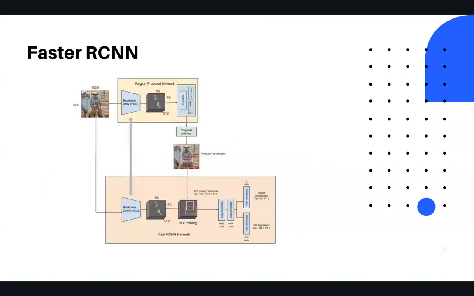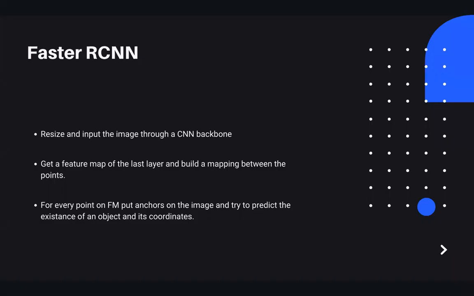Matt, may I ask a question, please? Yes, of course. I understood the region proposals from Faster RCNN, but I don't get the idea about Fast RCNN. How did they improve the region proposal? Could you please repeat it one more time?